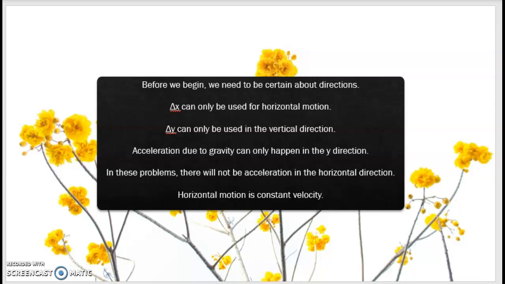If I throw something horizontal to the ground, that has nothing to do with acceleration due to gravity. In these problems, there will not be acceleration in the horizontal direction, and the horizontal direction is going to be constant velocity. For purposes of this course, this year, horizontal motion in projectile motion is constant velocity.